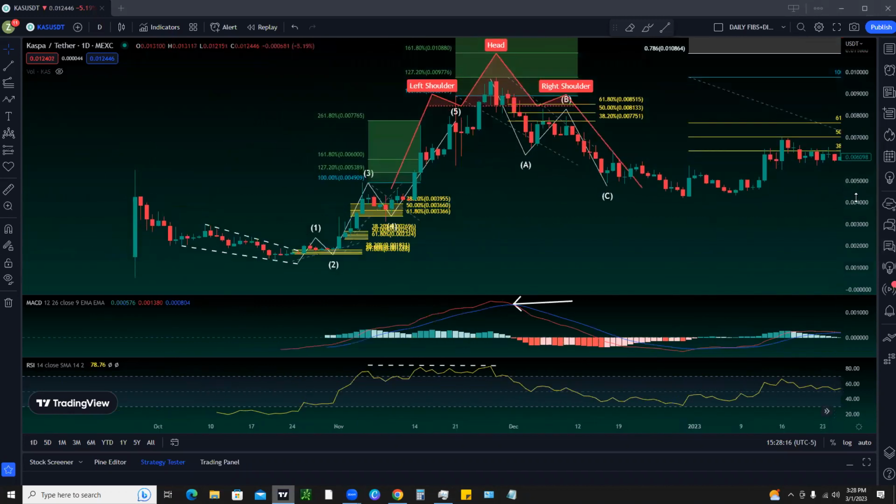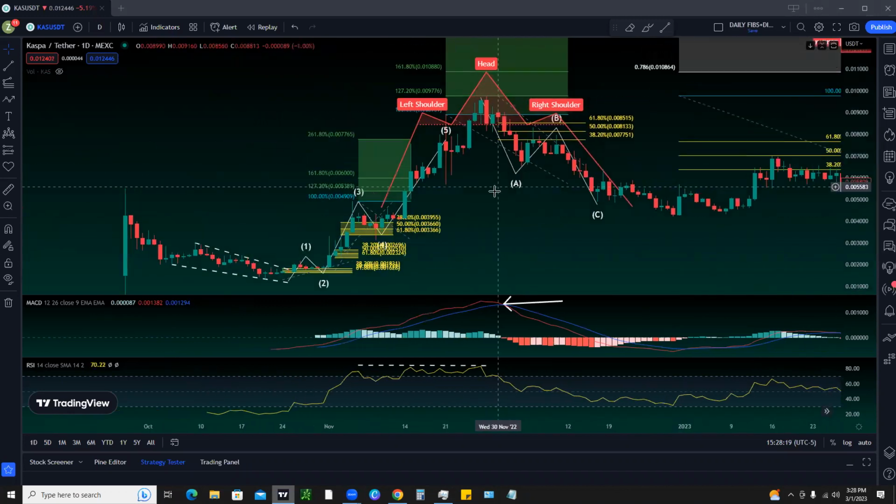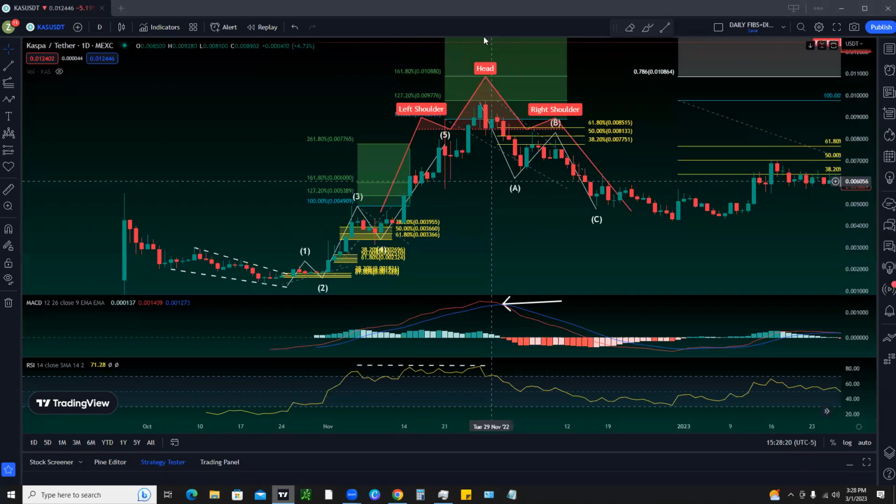If you're not familiar, you can use the MACD. The MACD is pretty useful for spotting entries and exits. If you take a look right here, we have the red line crossed below that blue line. That's an exit signal. So we got an exit signal here, and it was a good time to start being a little bit cautious.